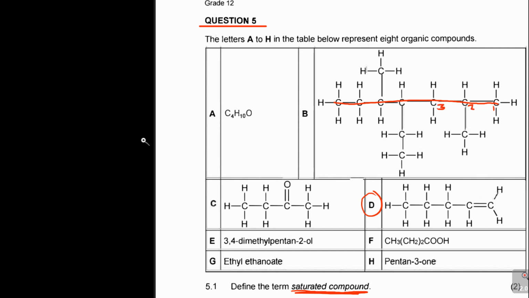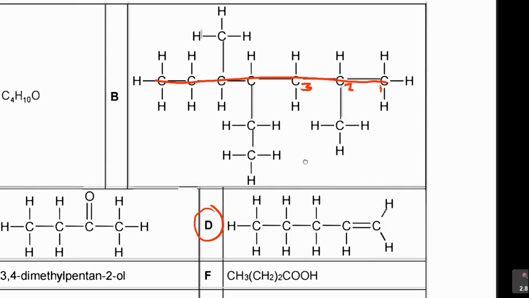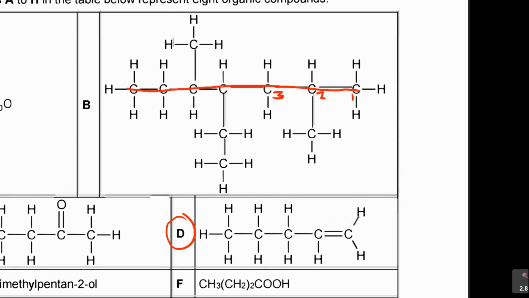Okay, let me make it big actually. Let's make this thing big. So this is my longest chain. Those are 1, 2, 3, 4, 5, 6, 7. If that was my longest chain, you can see that it's got 7.